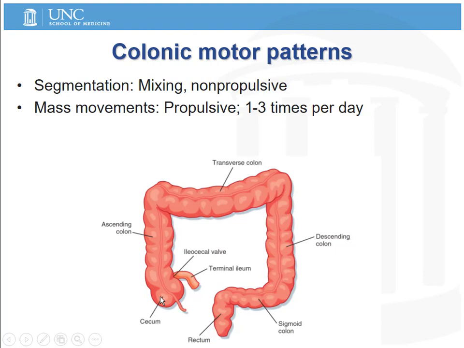Mass movements are the major propulsive contractions that are usually initiated in the transverse colon and push contents long distances into the sigmoid colon and rectum. These generally occur 1 to 3 times per day and push the fecal contents into the rectum where they're stored until defecation occurs.